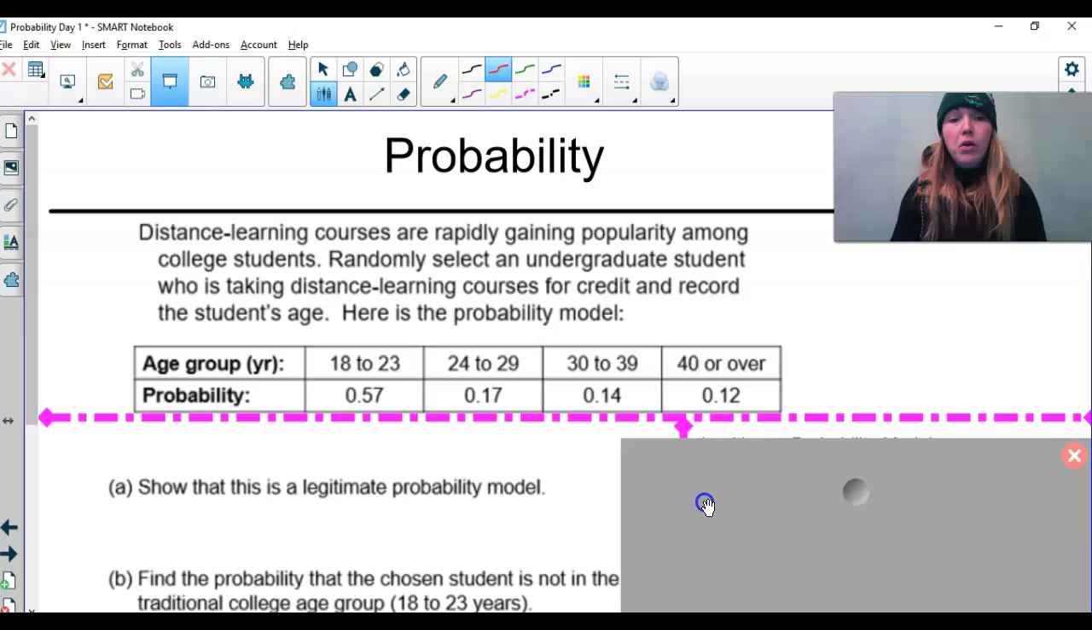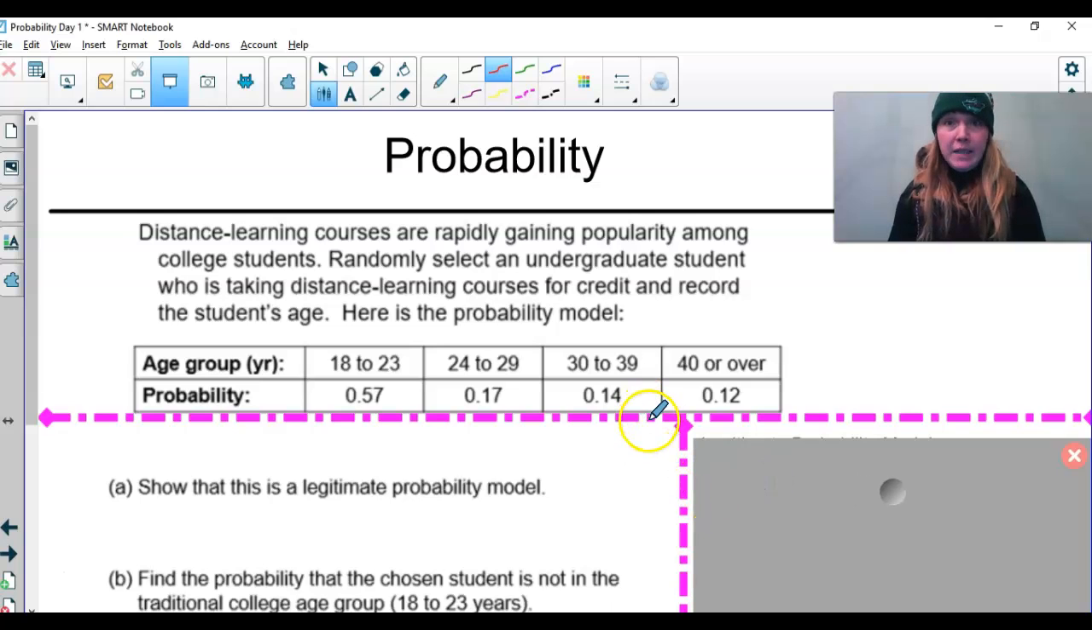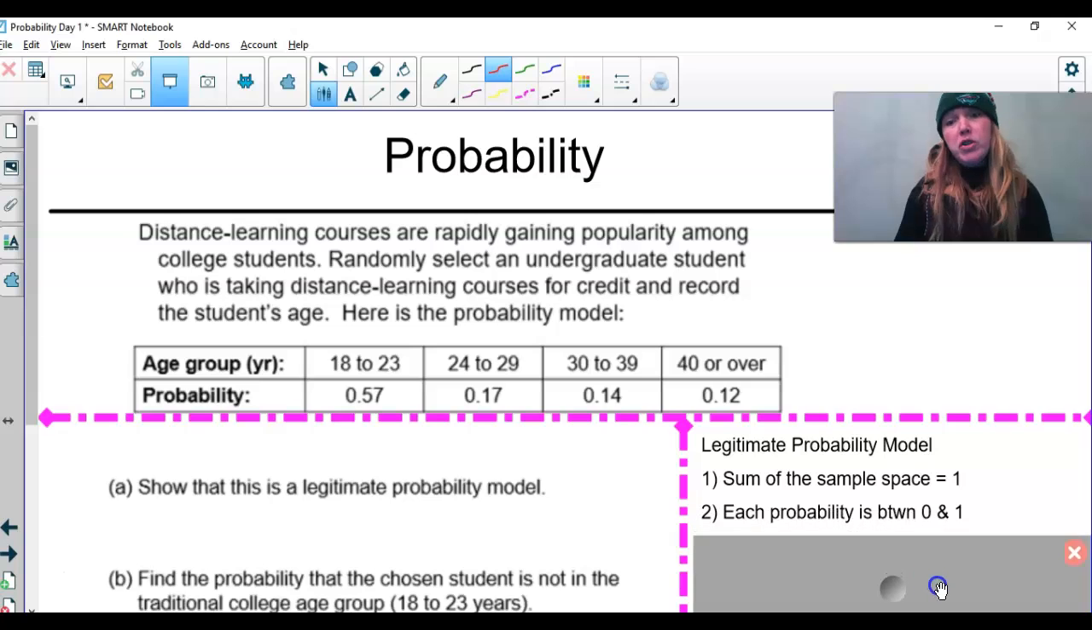Okay, so one of the first questions you could be asked on a probability question is, show that this is a legitimate probability model. And in order to show that something is a legitimate probability model, you need to show two things. One of them is the sum of the sample space is equal to 1. And the other one is that each probability is between 0 and 1 inclusive, meaning the probability could be 1 or it could be 0. But again, between 0 and 1 inclusive.